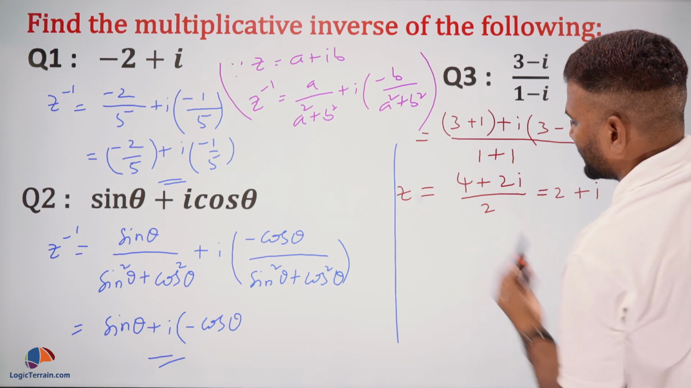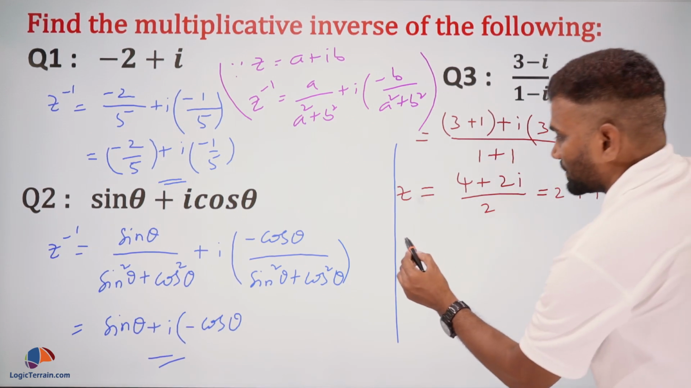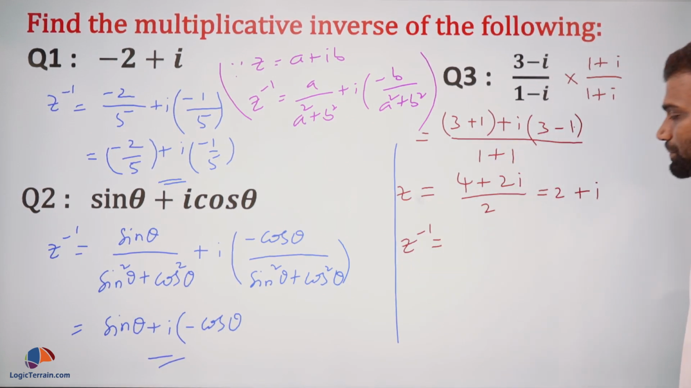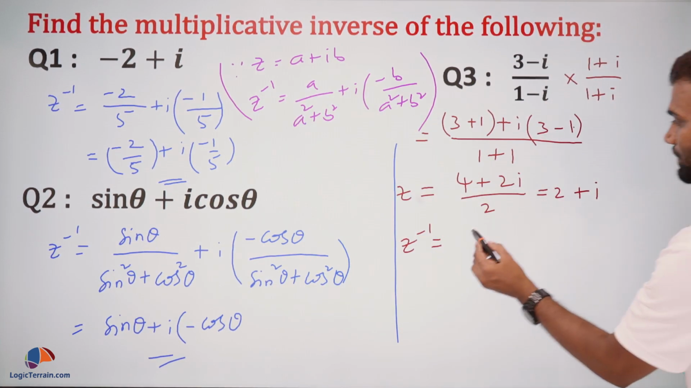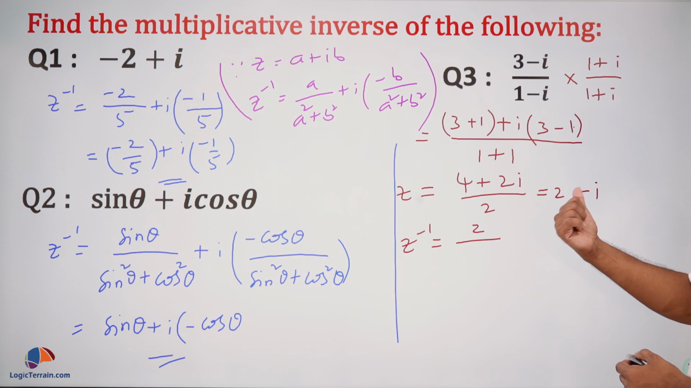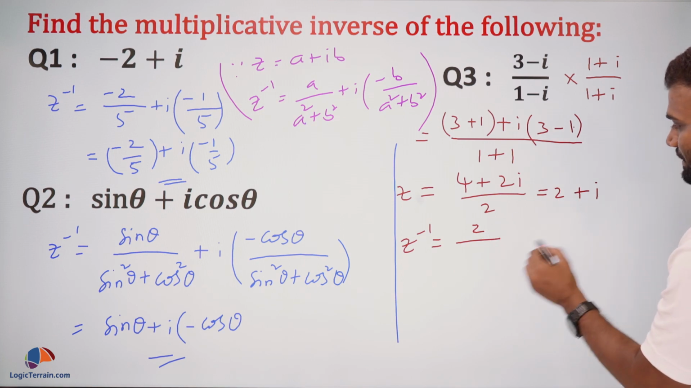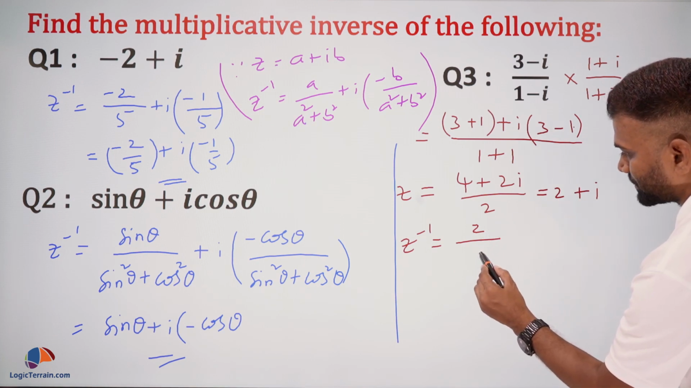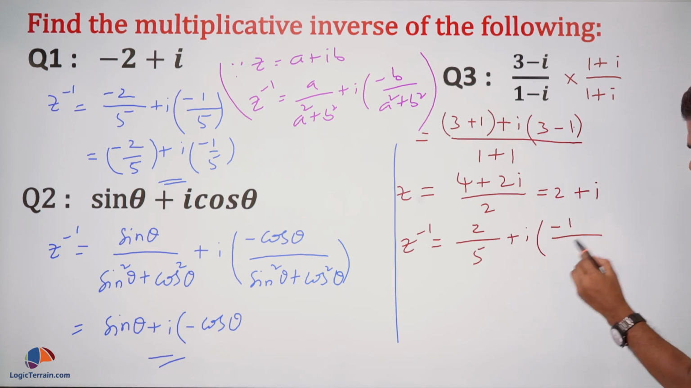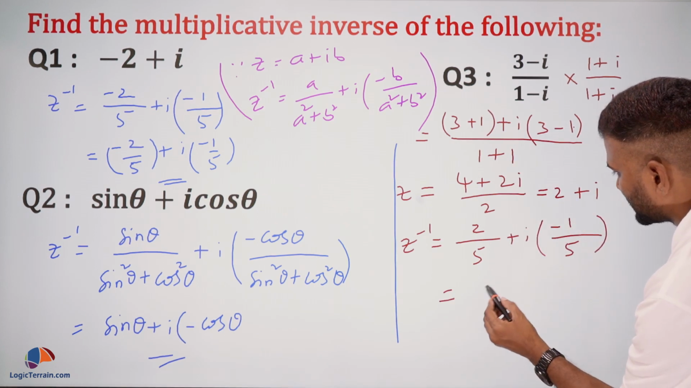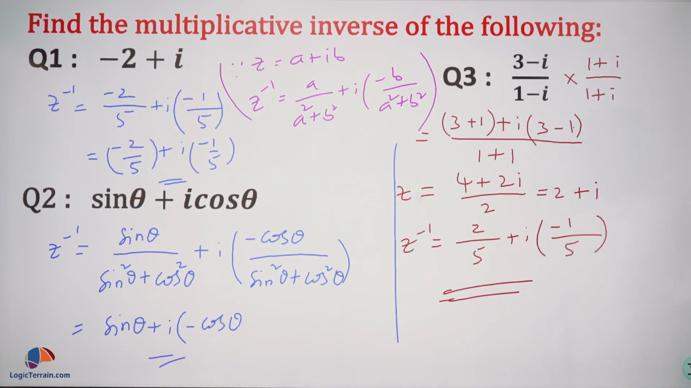So this is our required z, and the multiplicative inverse is equal to, again applying the rule, a upon a square plus b square. 2 square is 4, 1 square is 1, 4 plus 1 is 5, plus i of negative b, that is negative 1 over 5. This is our required multiplicative inverse for the given expression.